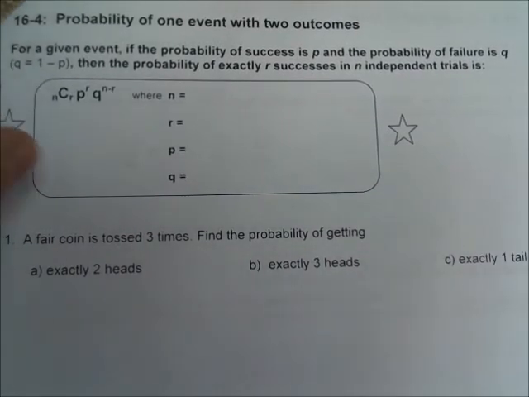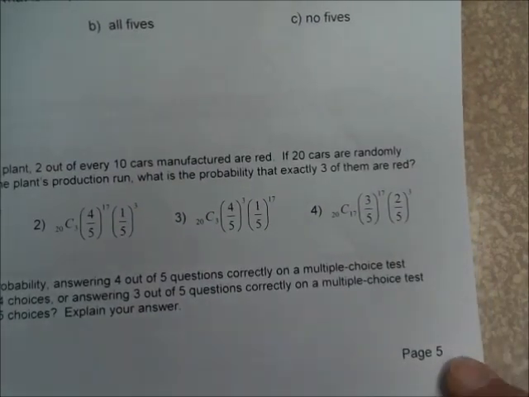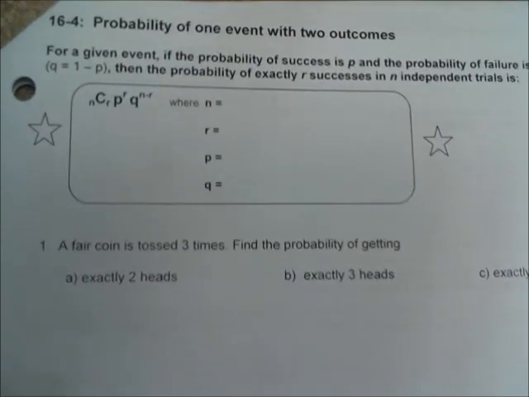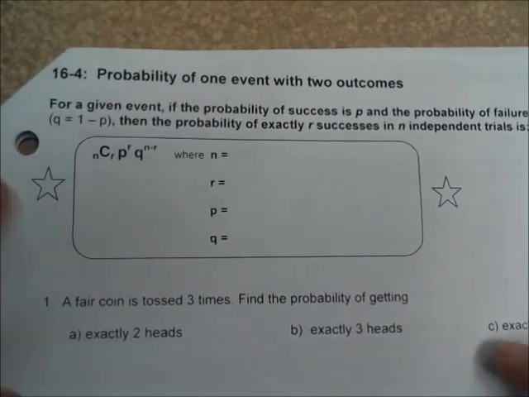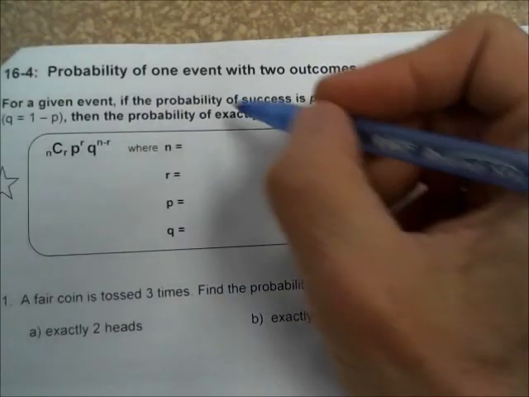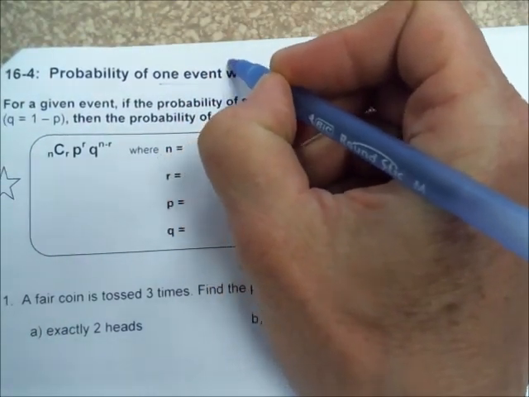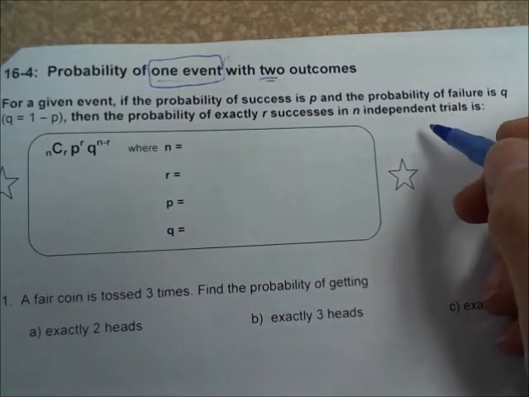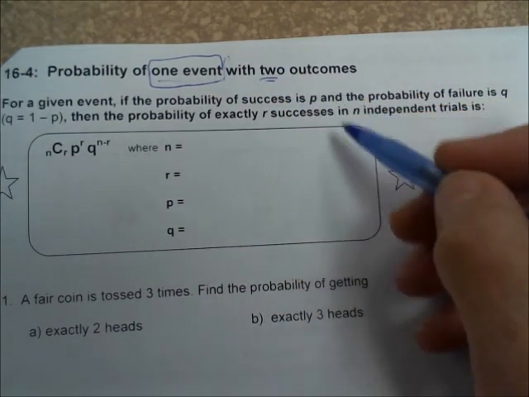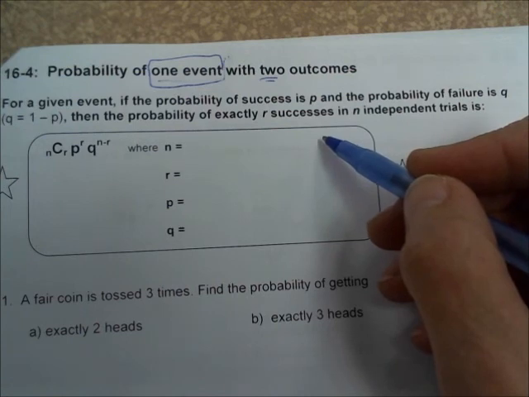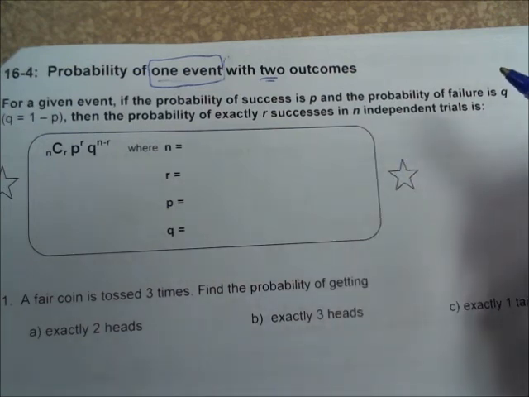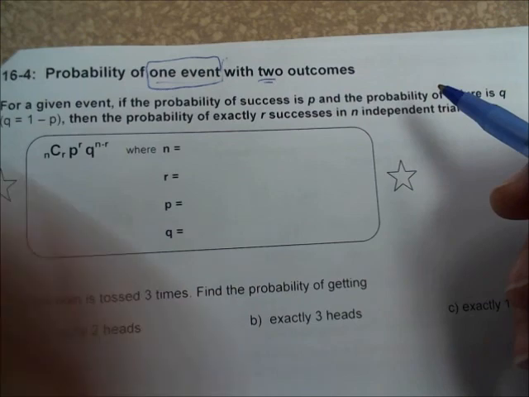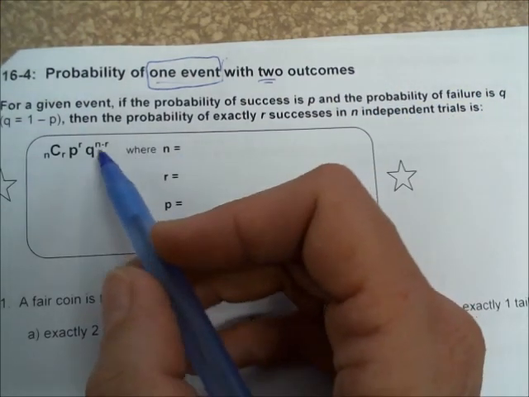Hello. Today we're going to talk about Chapter 16-4, which is on page 5 of your notes packet. What we're going to talk about today is the most important part of Chapter 16. We're going to talk about the probability of one event occurring that has two different outcomes. And the two different outcomes could be either a success or a failure in all different sorts of ways. So we're going to talk about what all this means.